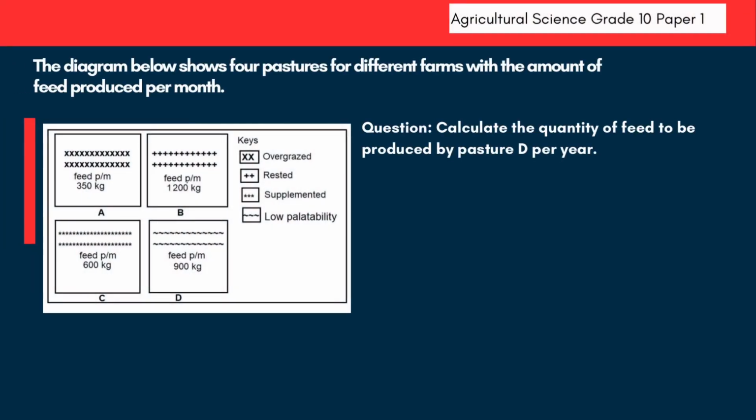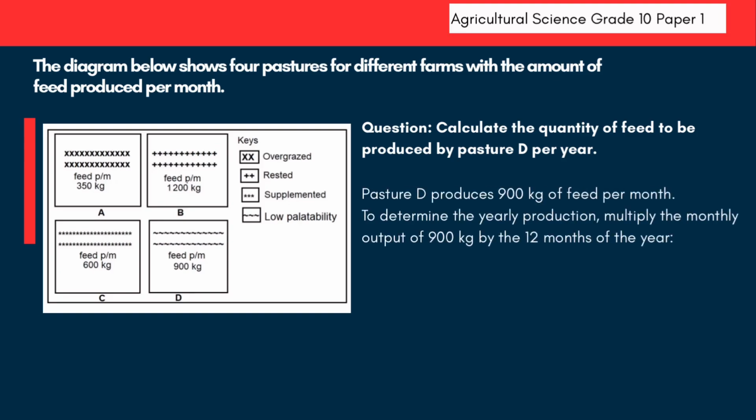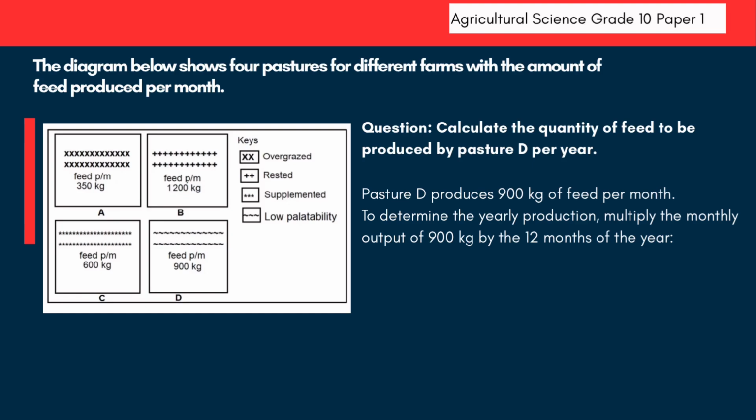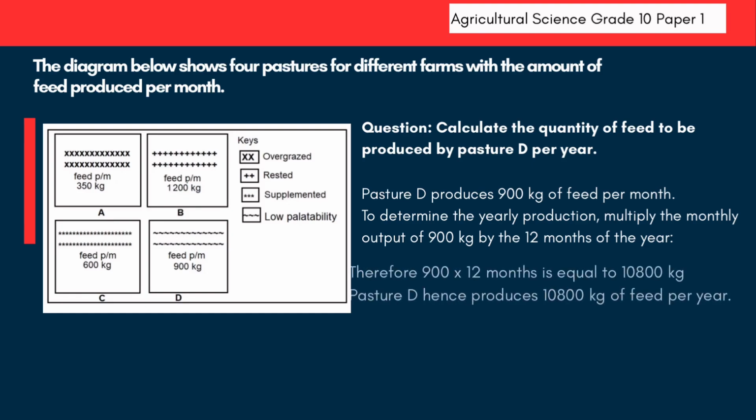Question: calculate the quantity of feed to be produced by pasture D per year. Pasture D produces 900 kilograms of feed per month. To determine the yearly production, multiply the monthly output of 900 kilograms by the 12 months of the year. Therefore, 900 times 12 months is equal to 10,800 kilograms. Pasture D hence produces 10,800 kilograms of feed per year.